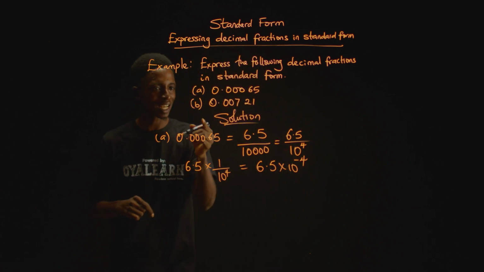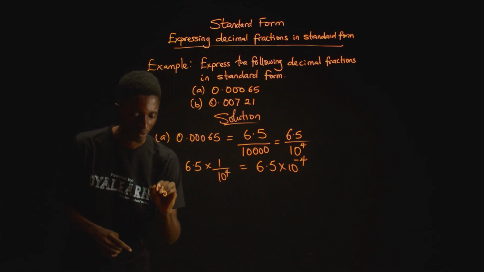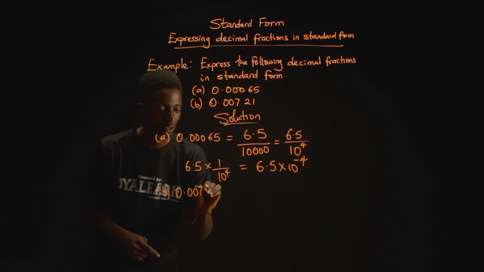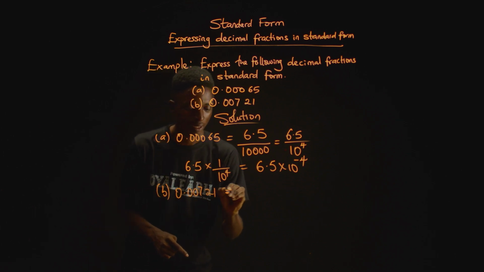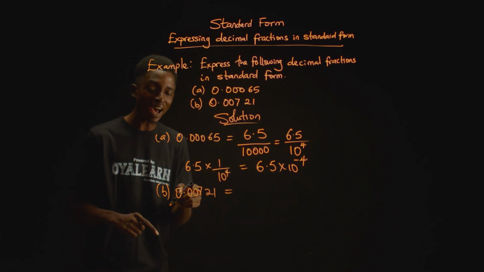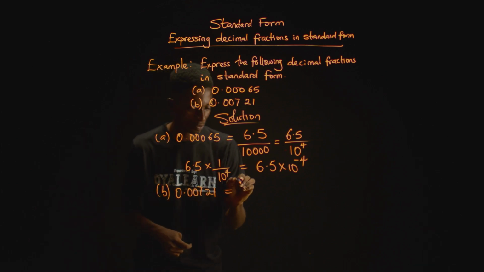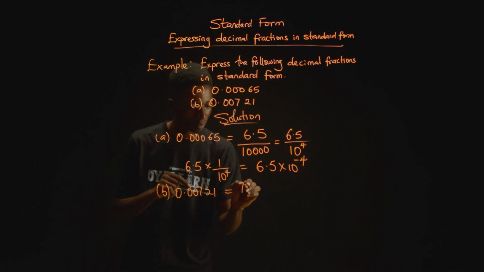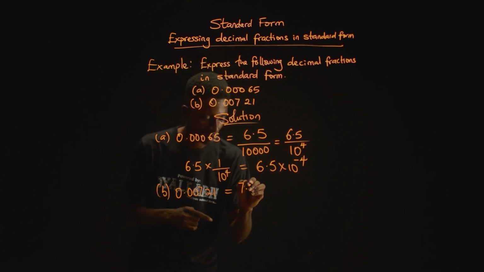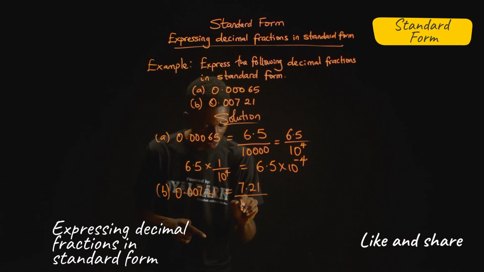Now let's represent 0.00721 in standard form. 0.00721. This would be, now just like we did in the first question, we'll identify the first non-zero from the left, and that is 7. So put it down as 7, then point, then we write down the other digits that follow 7. So we have 2, 1 over, then we write 1.